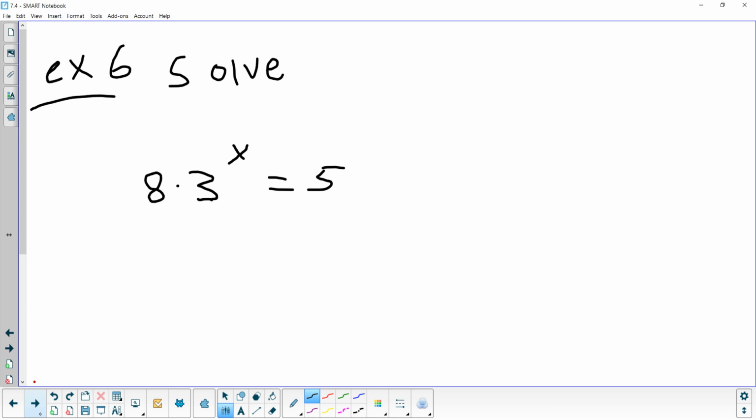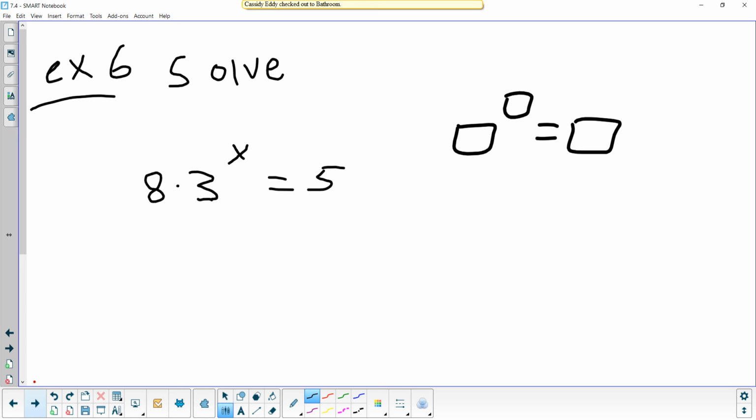Okay, this one's kind of the same as the last one, except it does have one extra step. You want it to look like this, and that's what the last two problems look like. What would you have to do first here to get the 3 to the x by itself? You would divide by 8 on both sides. Yeah, you just have to divide each side by 8.